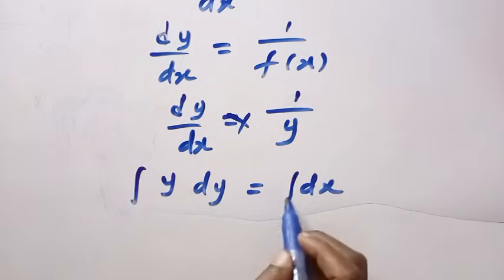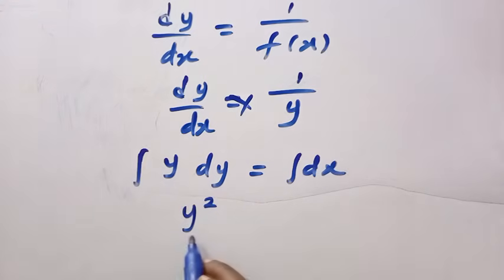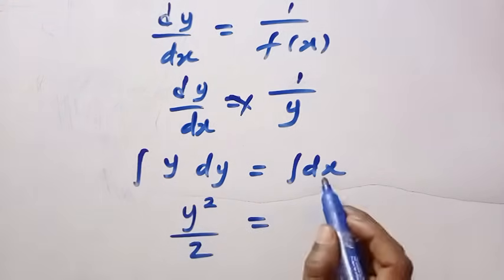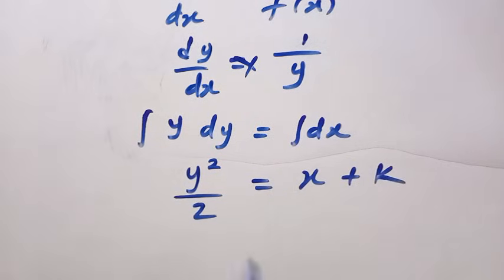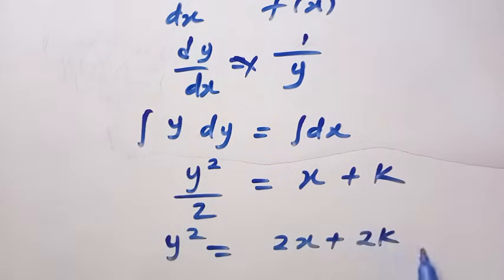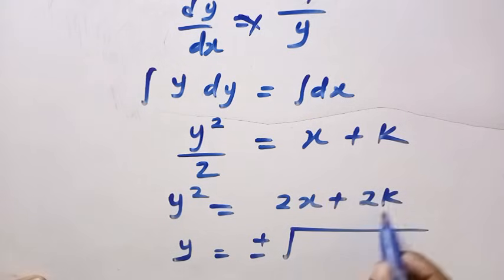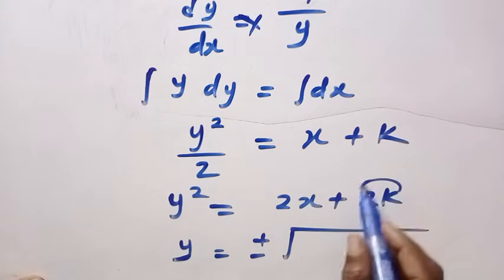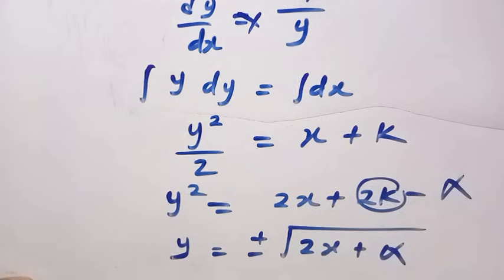So integrating both sides, this gives us the integral of y dy, that is y squared divided by 2, equals the integral of dx, that is x plus a constant. Then cross multiplying, we have y squared equals 2x plus 2k, and taking the square root of both sides, we have y equals plus or minus the square root of, but here 2k is a constant as well, which you can call another constant, let's say alpha. So here we have 2x plus alpha, so here is the value of y.